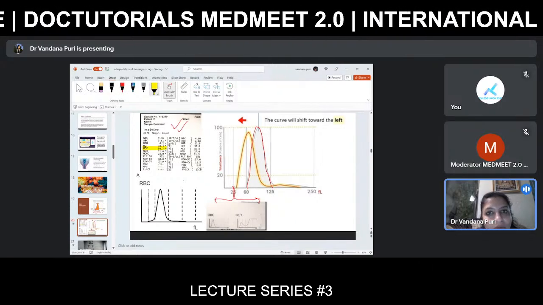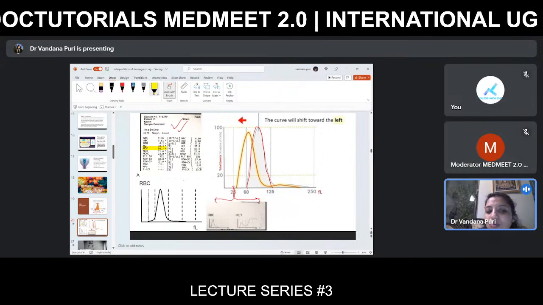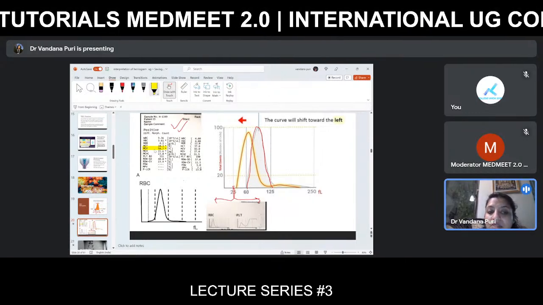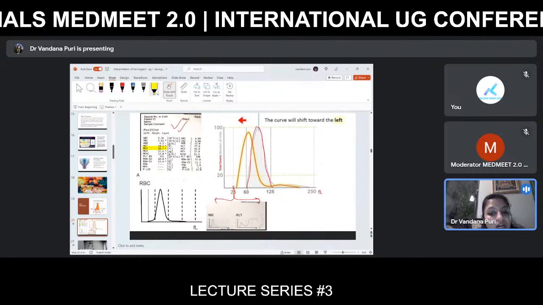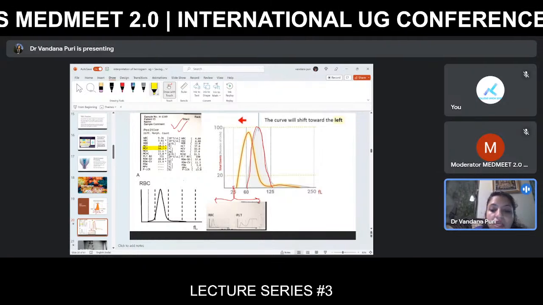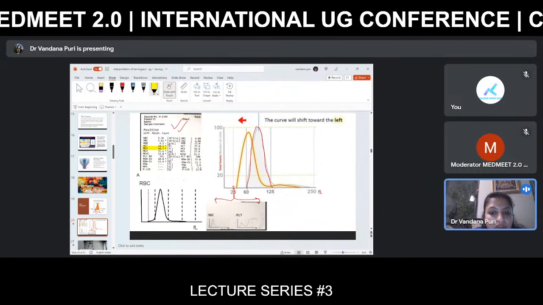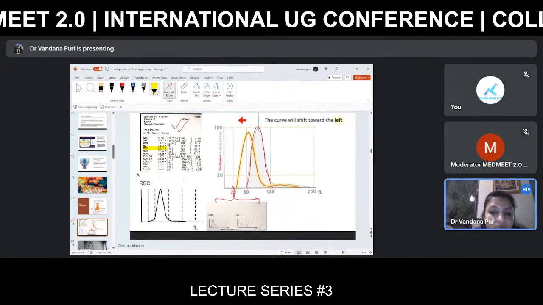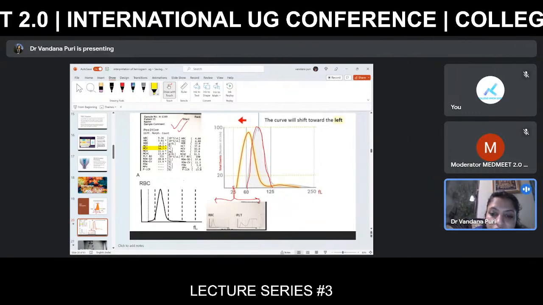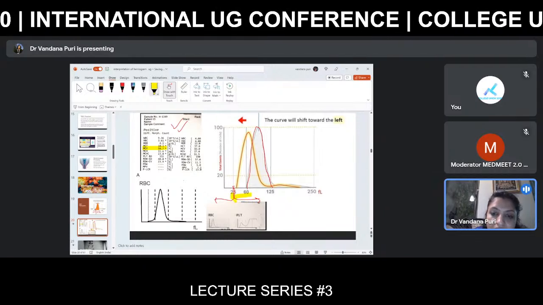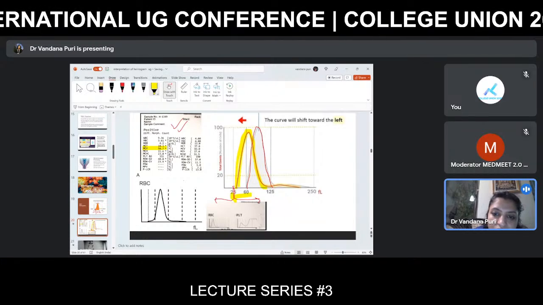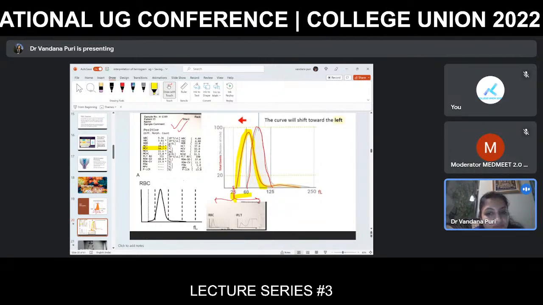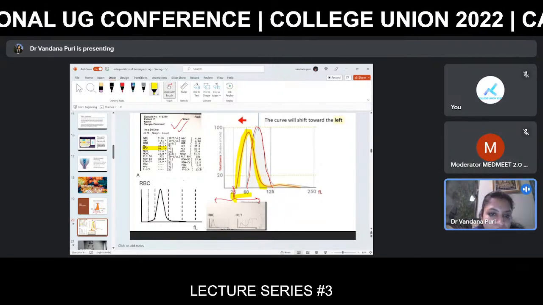So what is the normal MCV, guys? It's between 80 to 100, isn't it? So here the MCV is very, very low. So definitely the size of the RBCs is going to be smaller, and the volume is going to be smaller, so the cells will be shifted to this side. Can you see, instead of the red curve, now follow the yellow curve. It is shifted to the left. That means this is microcytosis.